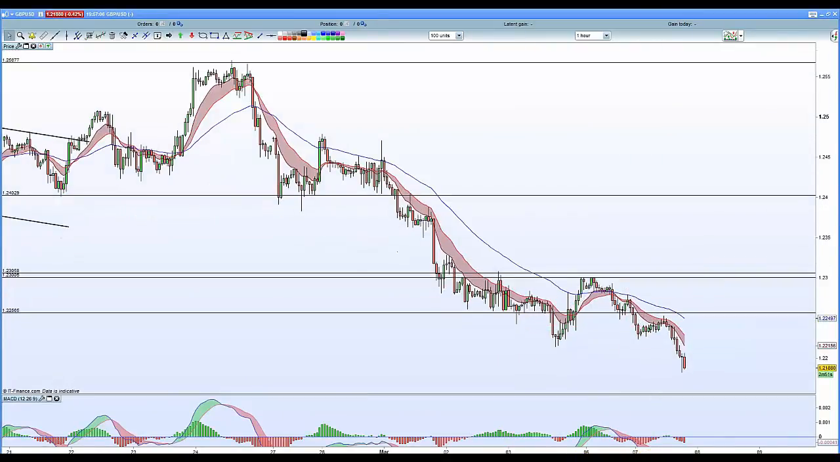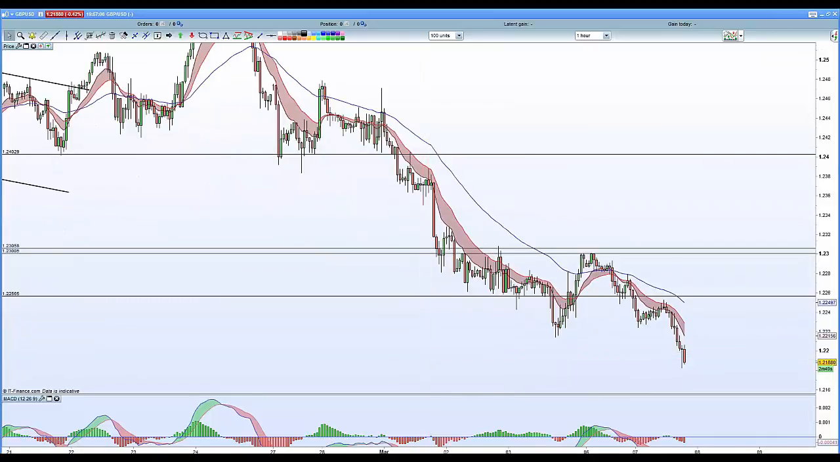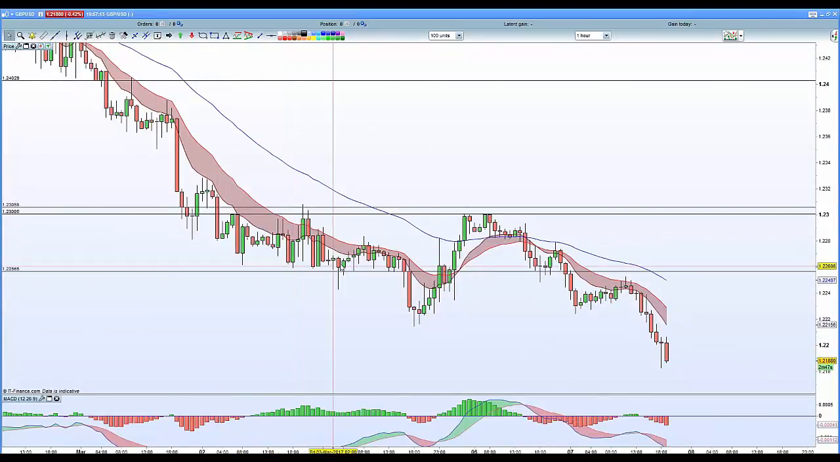Okay. So there are two levels of pullback. You see, a beautiful downtrend. The first pullback was last week. The second pullback was when it broke this level. Not the cleanest of pullbacks. This was today at 11 in the morning.